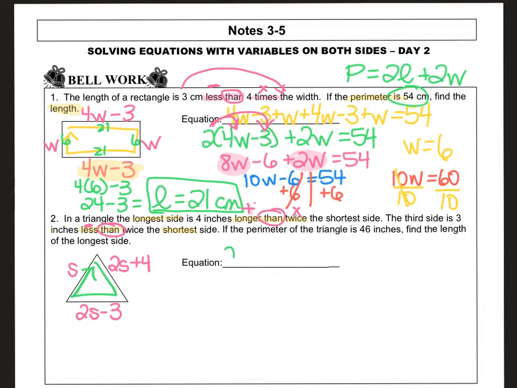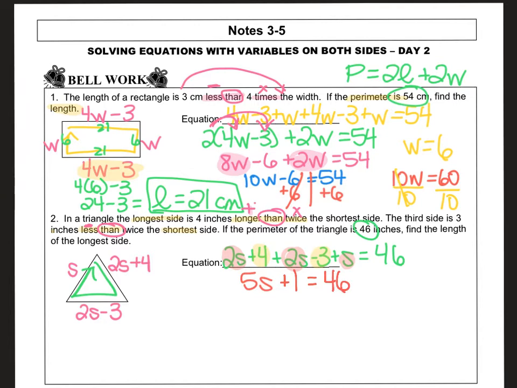And we can say 2s plus 4, that's one side, 2s minus 3, and then just s, and all of that has to equal that perimeter of 46. So we would be combining like terms, 2s plus s is 5s. 4 minus 3 is plus 1 equals 46.